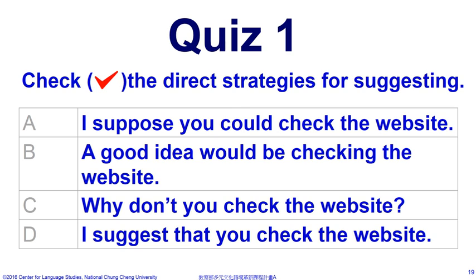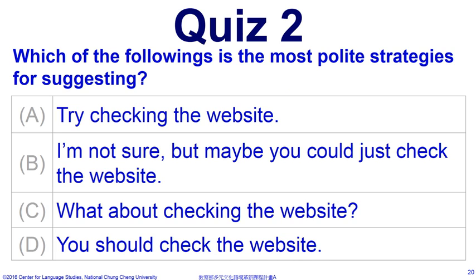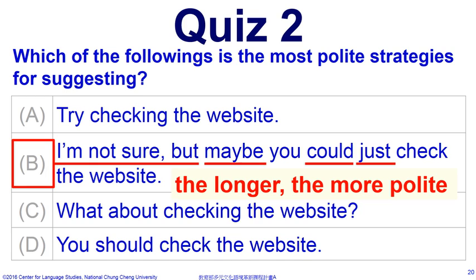Quiz 1. Please check the direct suggestions. The last 2 suggestions are more direct because they use conventionalized question and performative verb. Quiz 2. Please choose the most polite suggestion. The answer is B, because it combines 4 indirect strategies, and usually, the longer the suggestion is, the more polite it gets.